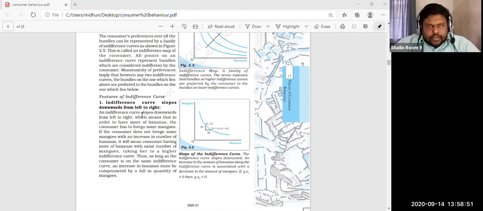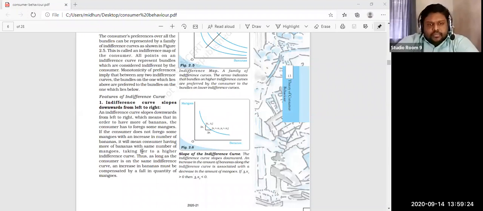Okay, so we already discussed that we want to give up purchasing mangoes. If we want to purchase bananas but are not ready to give up mangoes, then the income has to increase, only then will it happen. Otherwise, the graph will always show this kind of structure, sloping downwards from the left to the right.